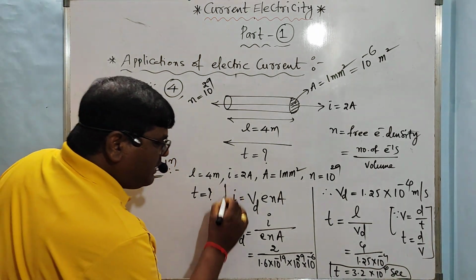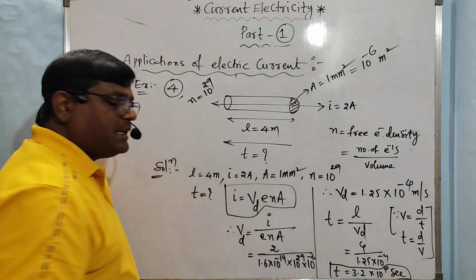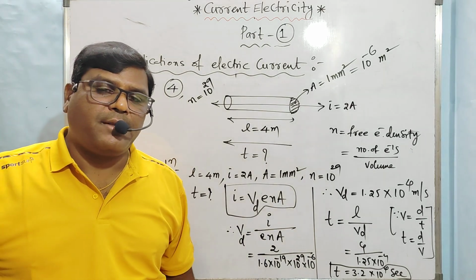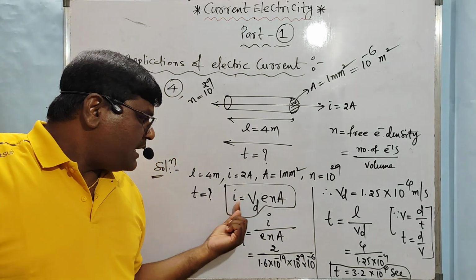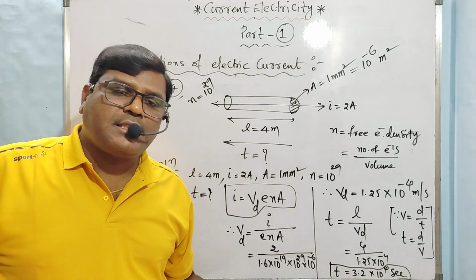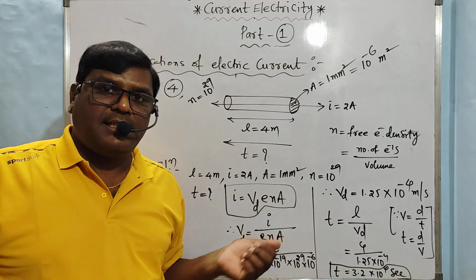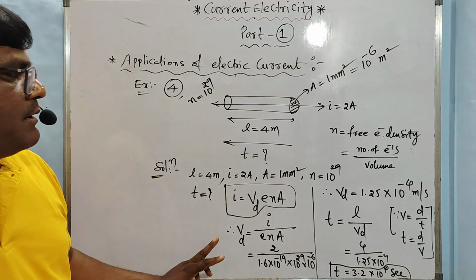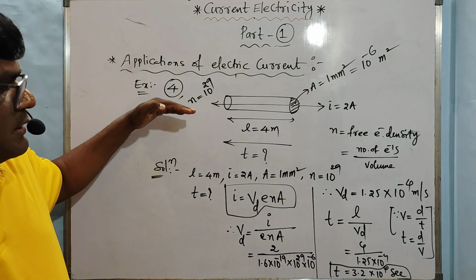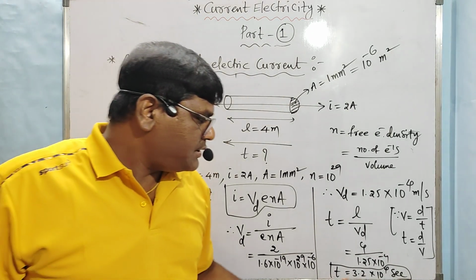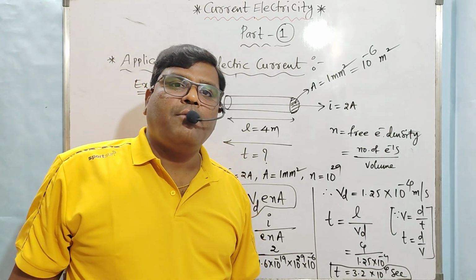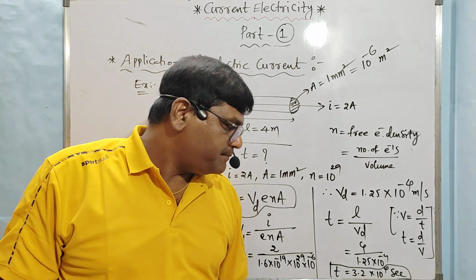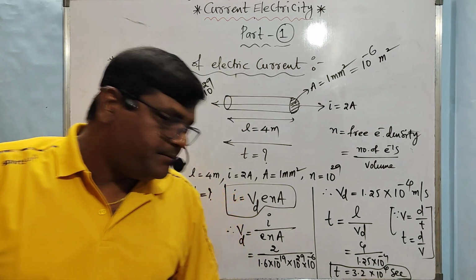So no problem, don't worry about this formula, we will discuss it very clearly in the next part: the relation between current and drift velocity, what the drift velocity is, and what the free electron density is. But related to this, we have one question that we can solve like this. Time t is equal to 3.2 into 10 to the power of 4 seconds finally. So this is the value.